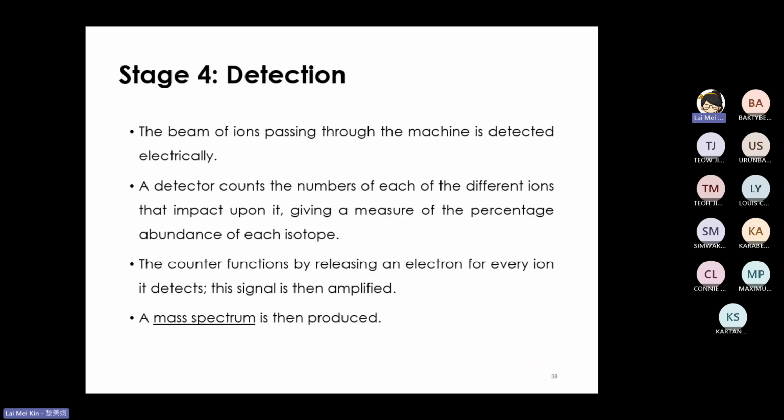Okay, and then lastly, the last stage, detection. The detector counts how many times the ion hits. Impact means hit. And then from this, I can measure what is the percentage abundance. How high? How much is that naturally? And then the signal can be amplified. Amplified means the signal will get bigger. And lastly, I produce a mass spectrum.